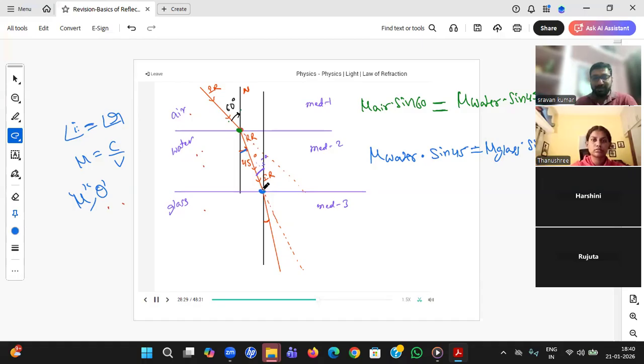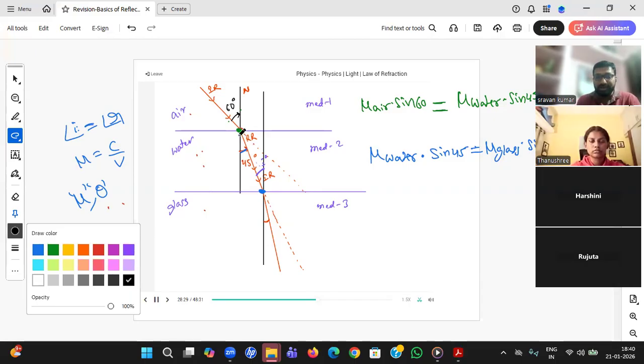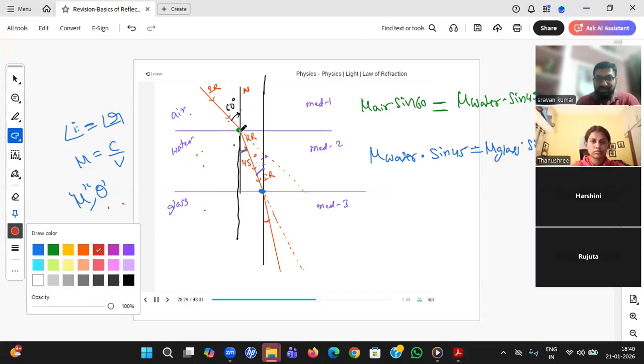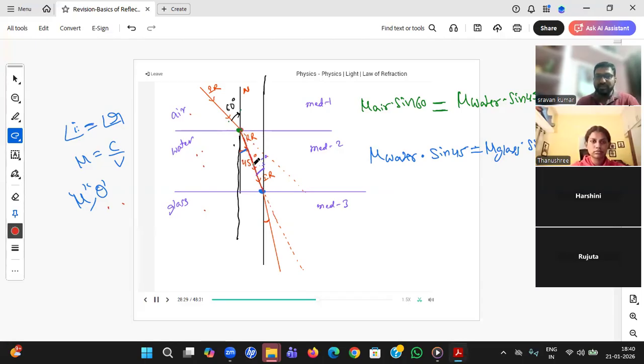Okay, student, when she applied Snell's law, light is coming from water to glass: mu of water into sine of angle of incidence. Here it is not given, but please use your geometry. This is a normal, this is a normal, both are parallel lines, and this is a transversal. That means this angle will be the same. This will also be 45. Alternate interior angles. That's the reason the angle of incidence is 45.